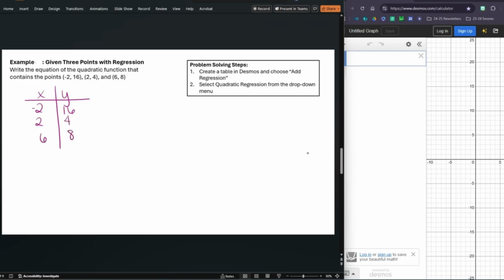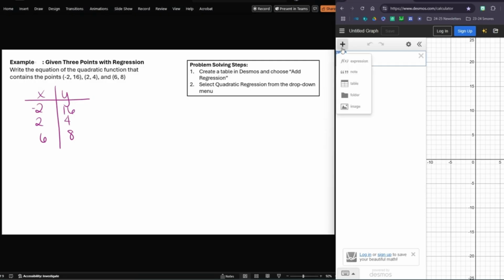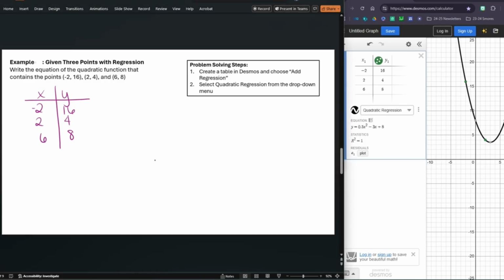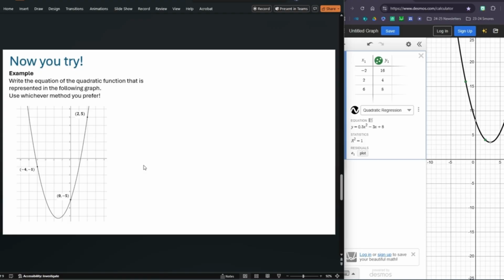So I'm going to go ahead and go to Desmos. Remember, create a table. And then I'm going to type in all these values. And then I'm going to do add regression. And remember, from the drop-down menu, choose quadratic. And then it gives me the equation of the quadratic function. Okay, so this quadratic function is going to be y equals 0.5x squared minus 3x plus 8. So now you can go ahead and pause the video and try doing this example on your own.